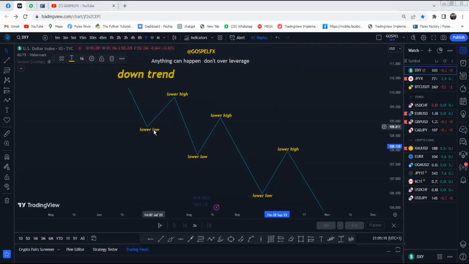Okay, so what do you have here? This is a lower low. Why is it a lower low? Because it's actually lower than this and this point here. And then this one is a lower high. Why? Because it's lower than this, but higher than this one. So it's a lower high.